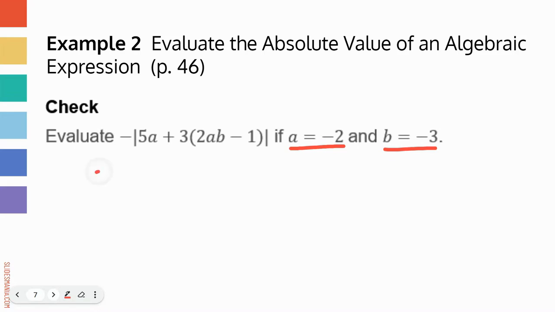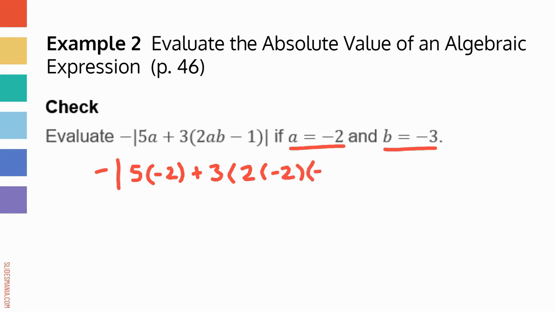So I'm going to start off, I have the negative sign and then the absolute value, and then 5. In place of a, we're going to put negative 2 plus 3, and then times the quantity 2. Instead of a, we're going to put negative 2. Instead of b, we're going to put negative 3, and then minus 1. And I need 2 parentheses to close it out. Oh wait, no, I don't need 2 parentheses. I need an absolute value to close it out.